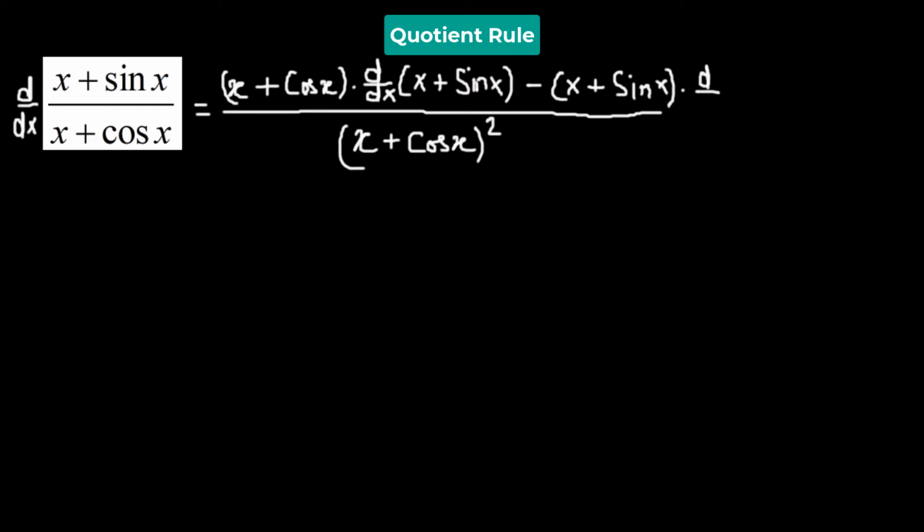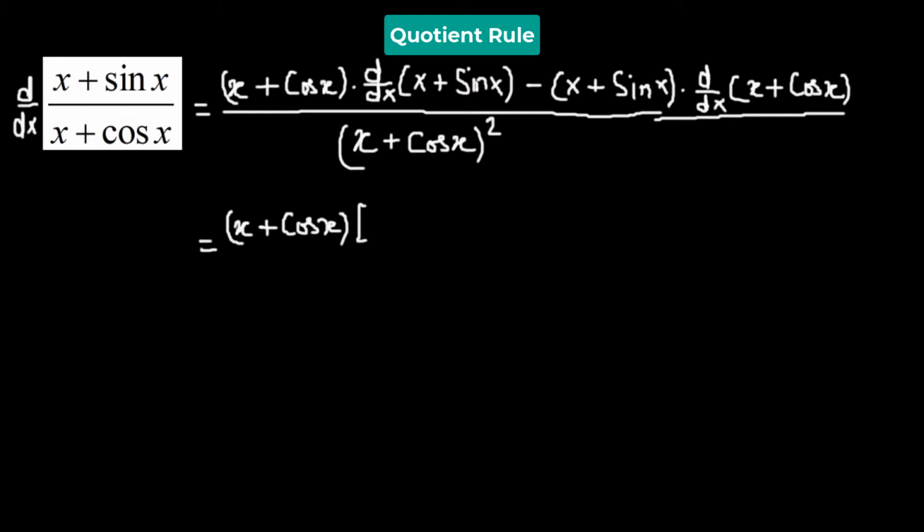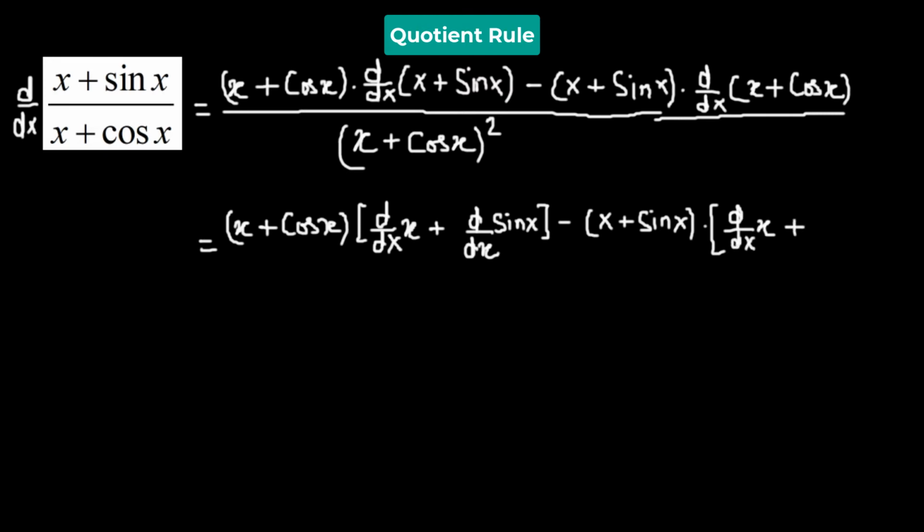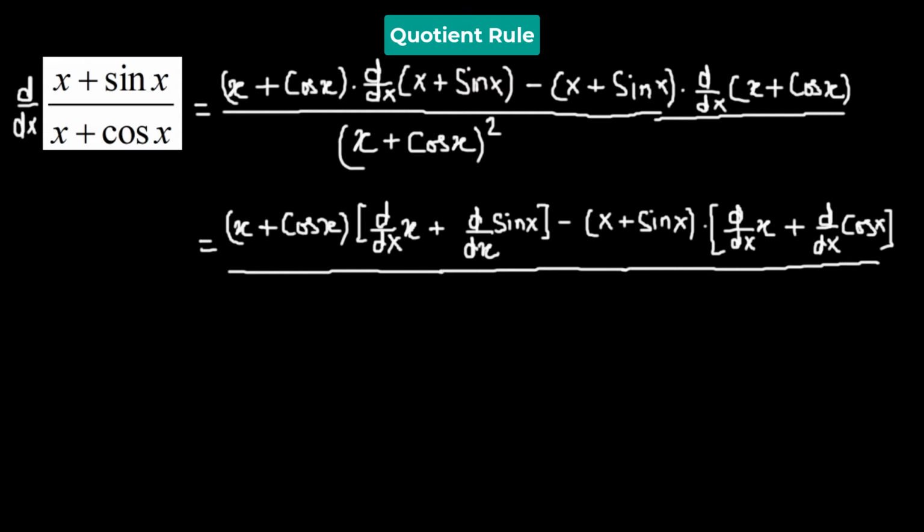multiplied to the derivative of x plus cosine of x, which will give us x plus cosine of x multiplied to, now we're going to apply the derivative to both the two terms. So we have derivative of x plus the derivative of sine of x minus x plus sine of x times derivative of x plus derivative of cosine of x, whole divided by x plus cosine of x whole squared.